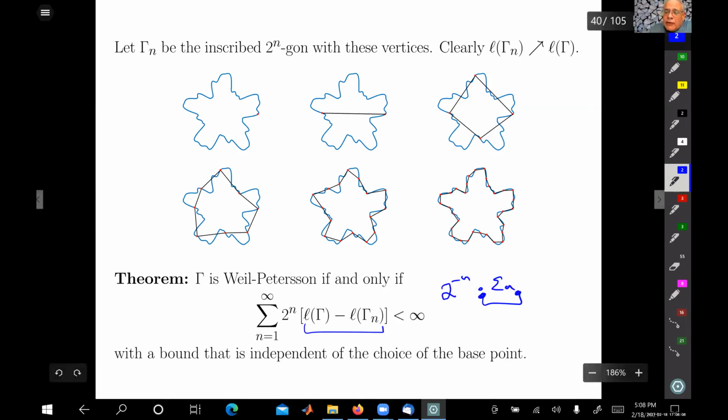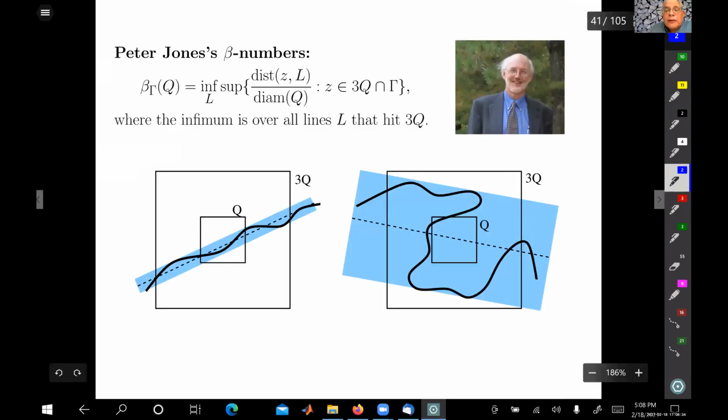Depending on your pedigree, how you were trained, particularly if you're an analyst, this particular quantity, how well the curve approximates the length, may or may not remind you of something. But when I was a graduate student, my thesis advisor, Peter Jones, had proven a theorem which allowed one to estimate the lengths of curves pretty precisely. And so when I see a quantity like this, it reminds me of his work.